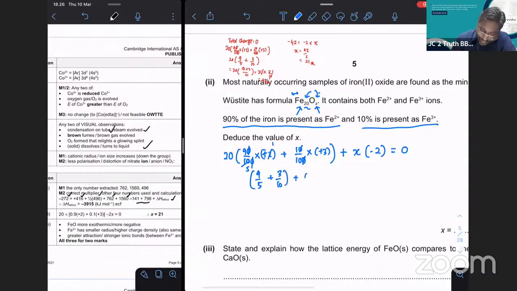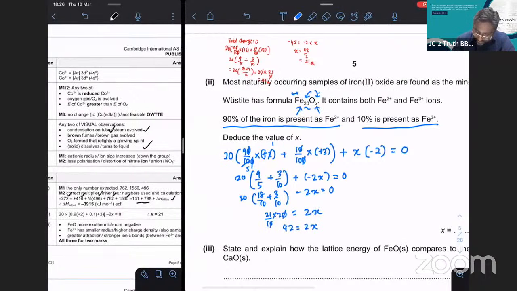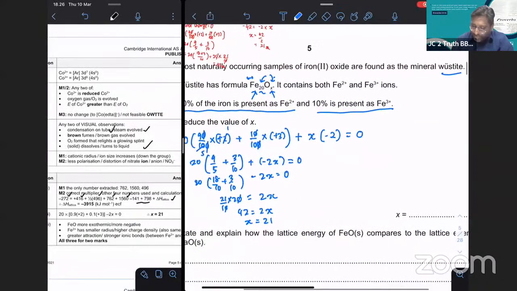And then -2x equals 0, with the 20. So this is 18/10 plus 3/10, 20 minus 2x equals 0. So this is 21/10 times 20, and this one is 2x. Cancel, cancel. I get 42 equals 2x, so X is going to be 21, a positive value. So it requires 21 atoms of oxygen to balance the charge between these two.